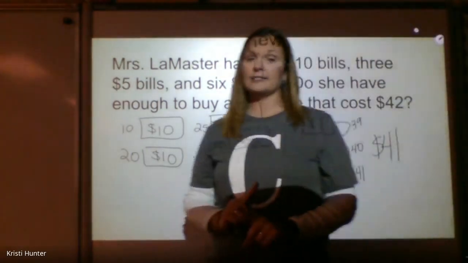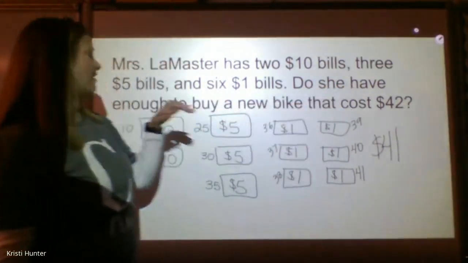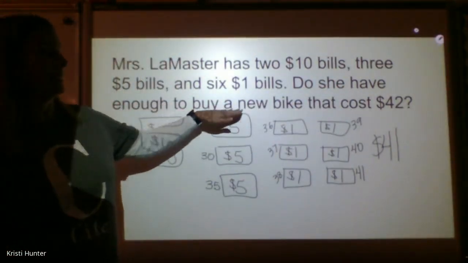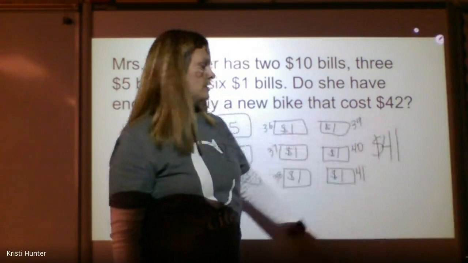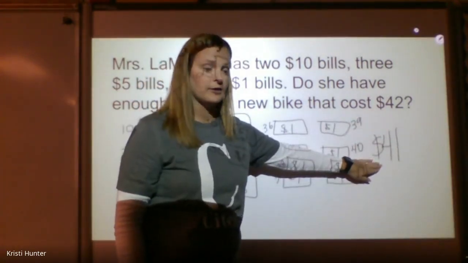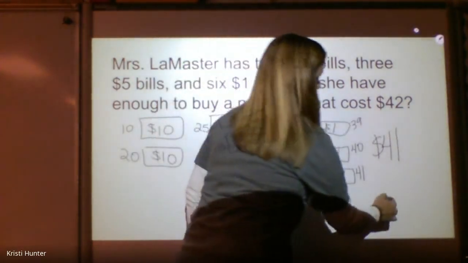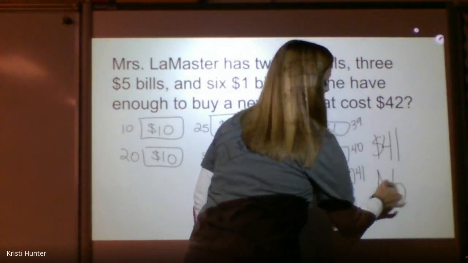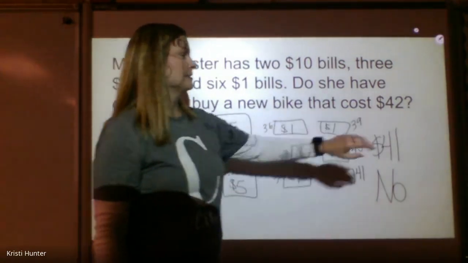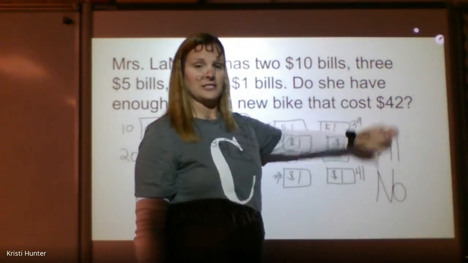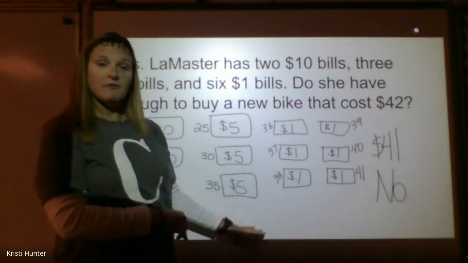Now that's not my answer. I've got to go back and look at my question. Does she have enough to buy a new bike that costs $42? So if Miss Lemaster has $41, can she buy a bike that costs $42? My answer is no. Miss Lemaster only has $41. She needs 1 more dollar bill to be able to get to that 42. Right? Okay, so we've walked through several problems here.